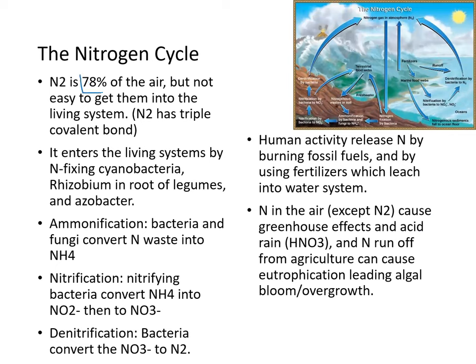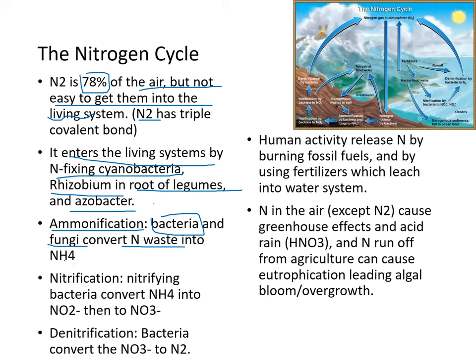What about nitrogen? Nitrogen is about 78% of the atmosphere, but it's not easy to get into the living system. N2 has triple covalent bonds, so it's a very strong molecule. It enters the living system through nitrogen-fixing cyanobacteria, rhizobium in the roots of legumes, and azotobacter. Ammonification involves bacteria and fungi that convert nitrogen waste into ammonia, or NH4. Nitrification involves nitrifying bacteria that convert ammonia into the usable forms, nitrite and then nitrate. And nitrate is what is needed. Denitrification involves bacteria converting the nitrates back to N2 gas.